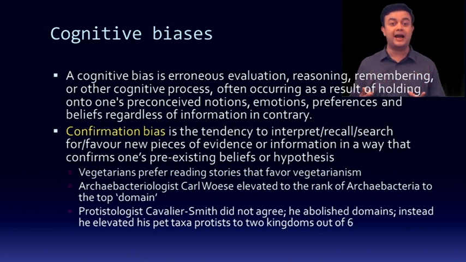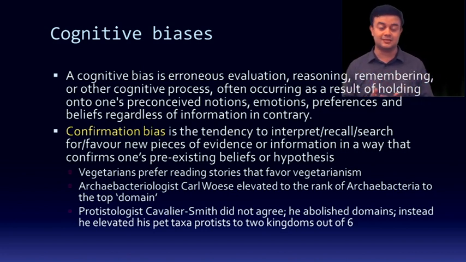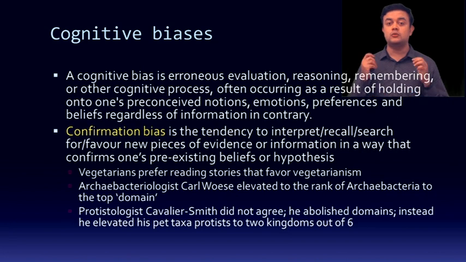What is cognitive bias? It is erroneous evaluation, reasoning or remembering or other cognitive processes, often occurring as a result of holding on to one's preconceived notions, emotions, preferences and beliefs regardless of the information to the contrary. So if you have some belief or preconceived notion and you cannot actually change or learn despite a lot of evidence to the contrary, those are called cognitive biases. One simple example of cognitive bias is confirmation bias.